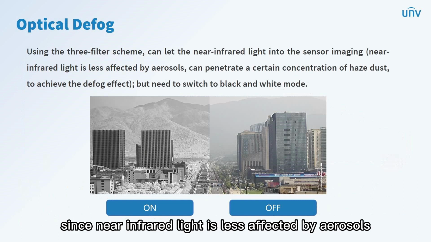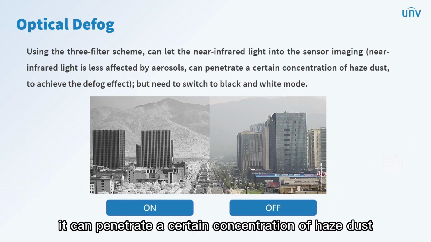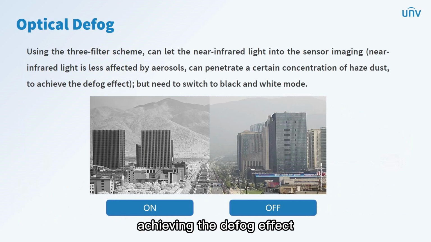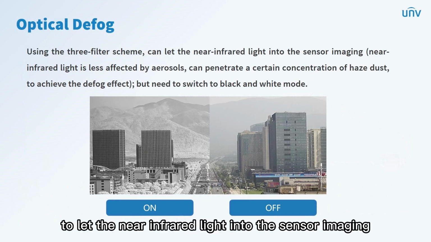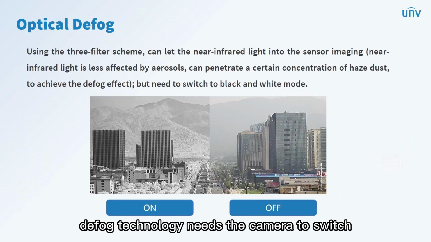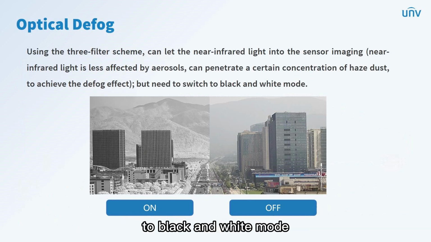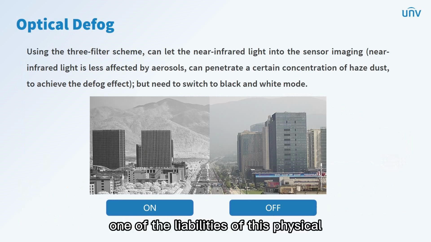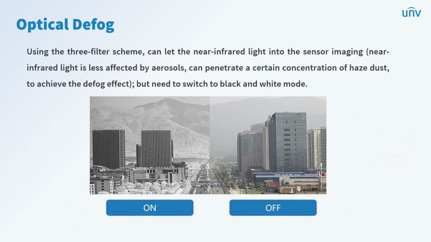Since near-infrared light is less affected by aerosols, it can penetrate a certain concentration of haze and dust, achieving the defog effect. The infrared filter scheme is used to let the near-infrared light into the sensor for imaging. However, only letting the near-infrared light in will affect the brightness of the picture. Defog technology needs the camera to switch to black and white mode. One of the liabilities of this physical approach is its high cost.